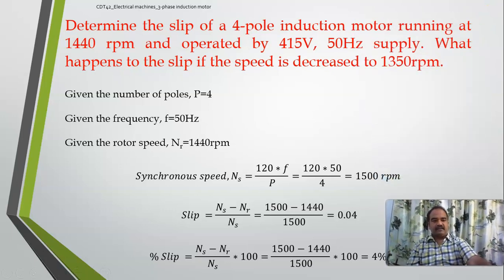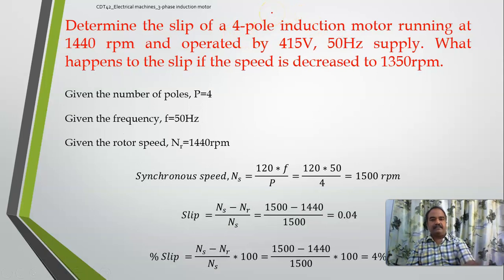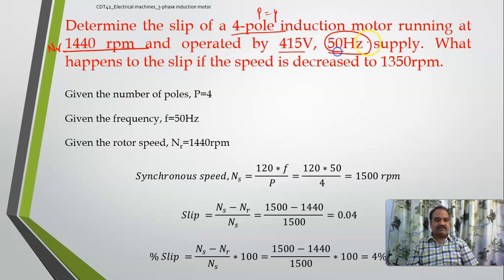In the first one, determine the slip of a 4-pole induction motor, which means that here P is 4. It is running at 1440 rpm, which is nothing but Nr, and is operated by, we don't bother about the voltage when we are talking about the speeds, right? So this is your frequency. So determine the slip of the induction motor running at 1440 rpm and operated by 415 volts 50 hertz supply. And what happens to the slip if the speed is decreased to 1350?